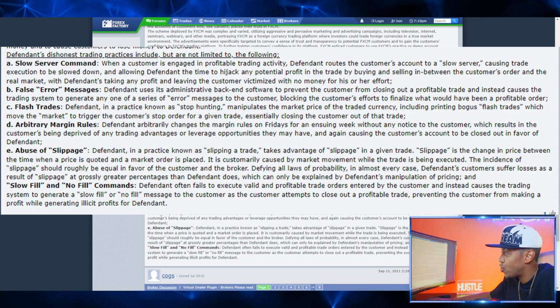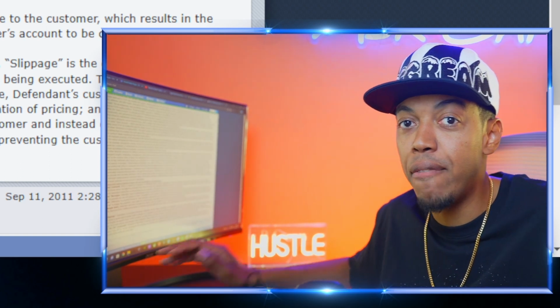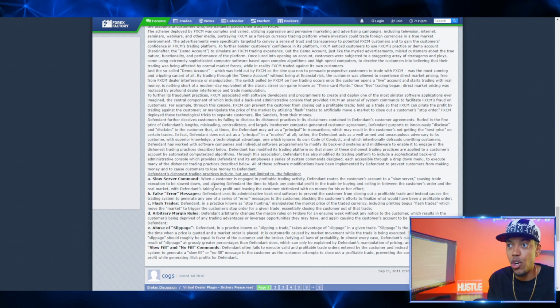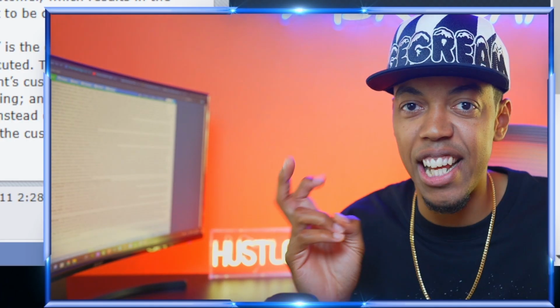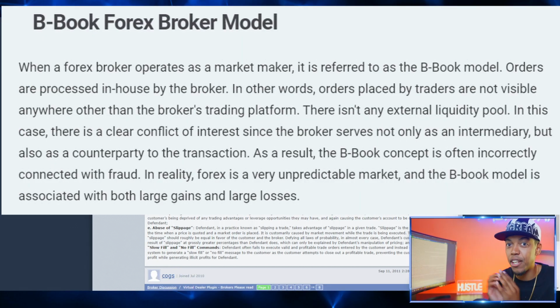False error messages, flash trades, arbitrary margins, abuse of slippage, slow fill, and no fill commands. Now, I'm also going to list these below, but essentially all this means is that these brokerages are using this plugin and they're able to put you in an A book or B book. And the craziest thing about this is that most people associate B book with having a bad trade, right? So if you're a bad trader or a losing trader, the B book essentially is when you deposit into your brokerage, but they are not actually putting that money into the market. Instead, they're just hoping that you tank it, lose it, and they just pocket everything. They're not making money off of the spread.